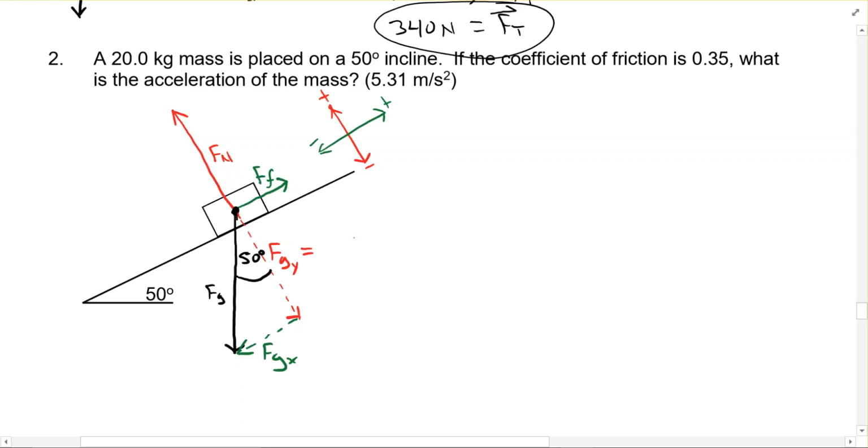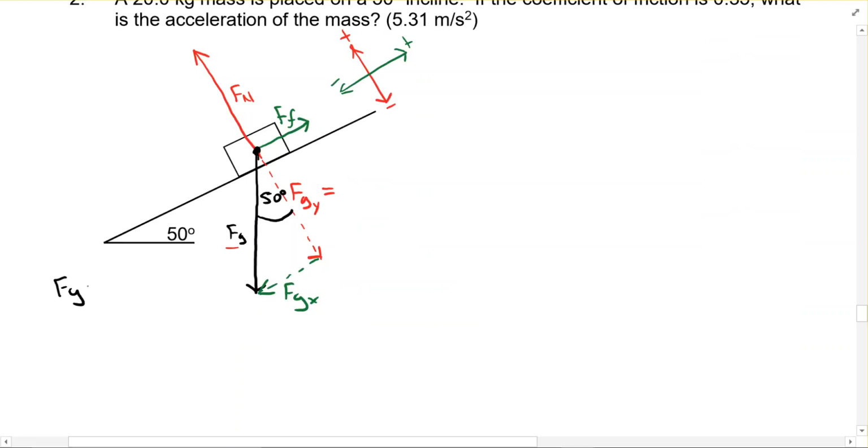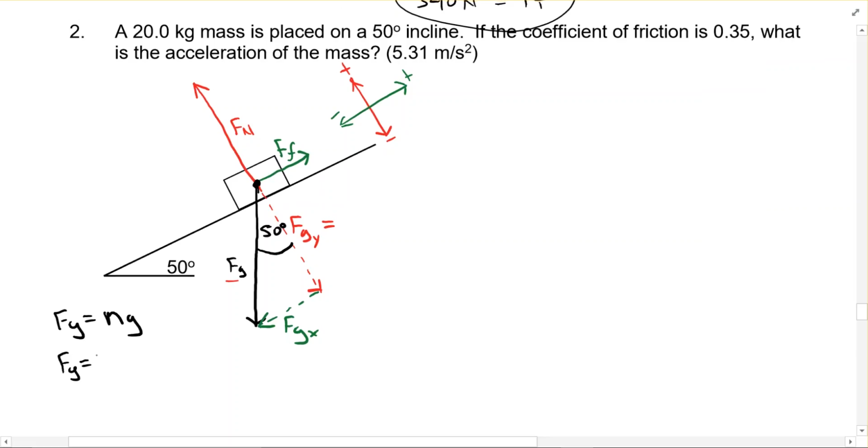So now using your trigonometry, well, actually, before I do that, let's figure out what FG is. That's going to make things easier. So FG is going to be equal to mg. So FG is going to be equal to 20 kilograms times 9.81 meters per second squared. So FG is equal to 196.2 newtons. Okay, so now that I know that, that'll make things a little easier here.